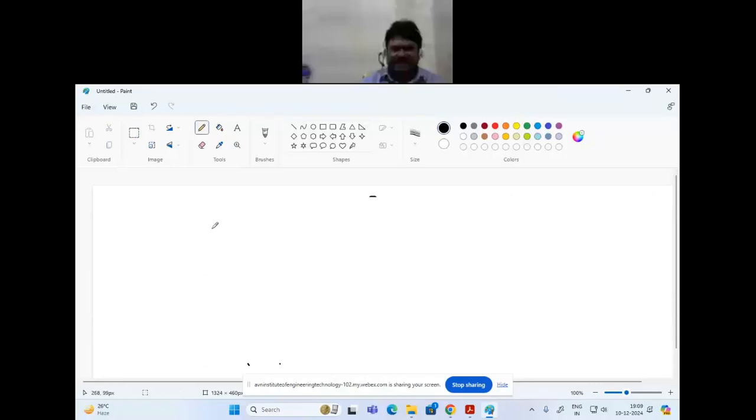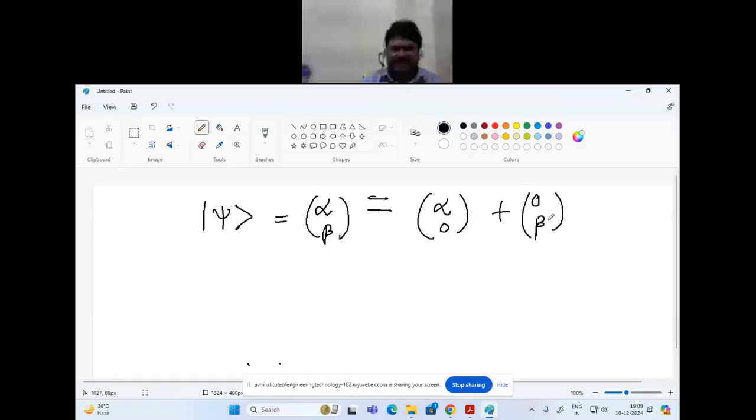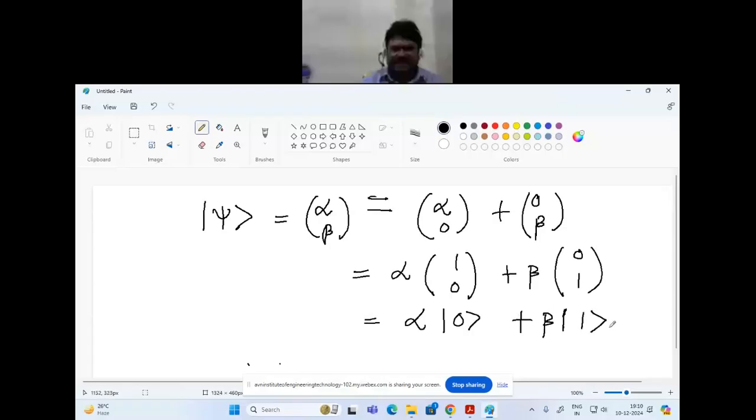Okay, so how do we write it? Once we write psi as alpha beta, now the matrix comes into picture. This is alpha 0 plus 0 beta, isn't it? Because this is 2 by 1, 2 rows, 1 column, so we can add it. And this is alpha into (1, 0) plus beta into (0, 1), a linear combination of the vectors. What is this? 0 state. This is 1 state. So this is Dirac notation or Ket notation. They are called Kets.